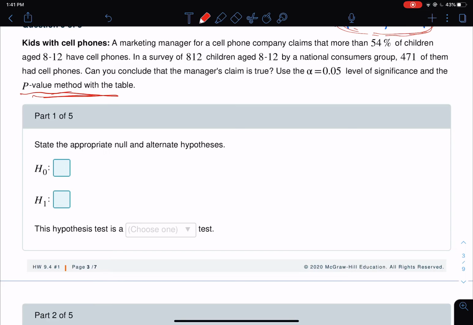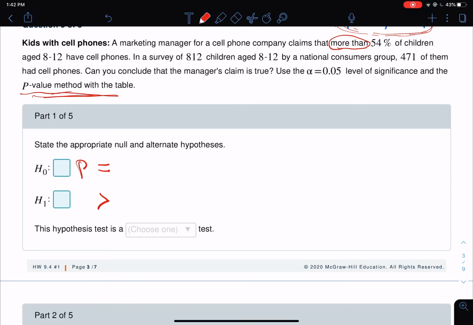Okay, moving forward. A marketing manager for a cell phone company claims that more than 54% of children age 8 to 12 have cell phones. So here's the claim, right? More than. Now remember, the H0, or the null hypothesis, always has the equal sign. So "more than" is going to be the challenger, or the alternate hypothesis.